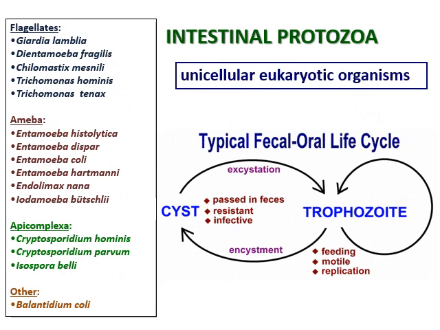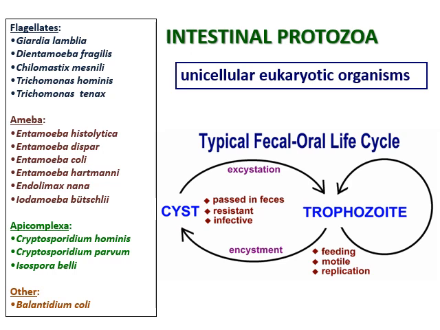We will start with intestinal protozoa. As we said before, they are unicellular eukaryotic organisms with a typical fecal-oral life cycle. Some of them have the trophozoite stage only, others have trophozoite and cyst stages. The trophozoite is the feeding, motile, and replicating stage. After encystment, it develops into the cyst stage, which has a hyaline wall. It is passed in feces, resists harsh environmental conditions, and is infective to the second host.